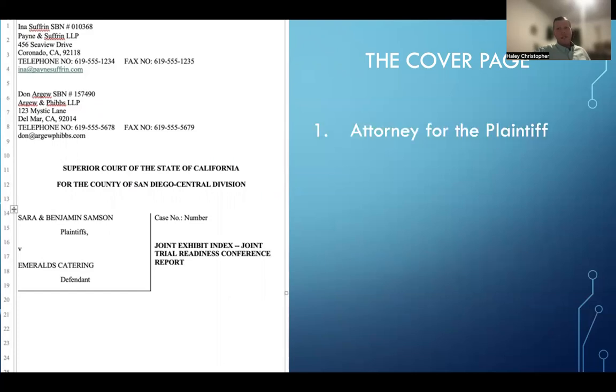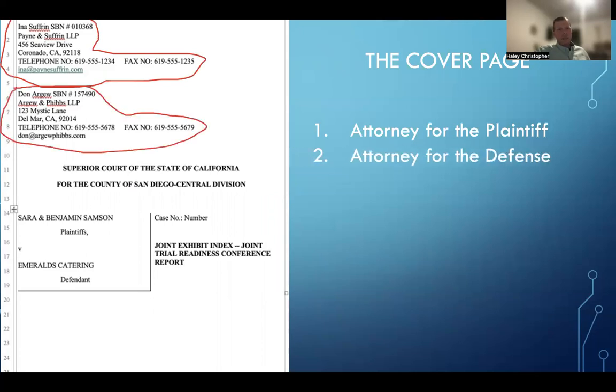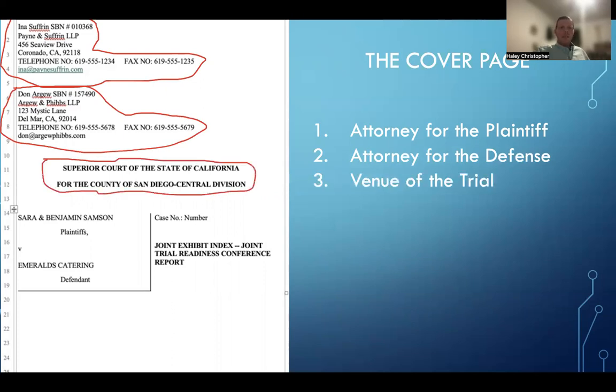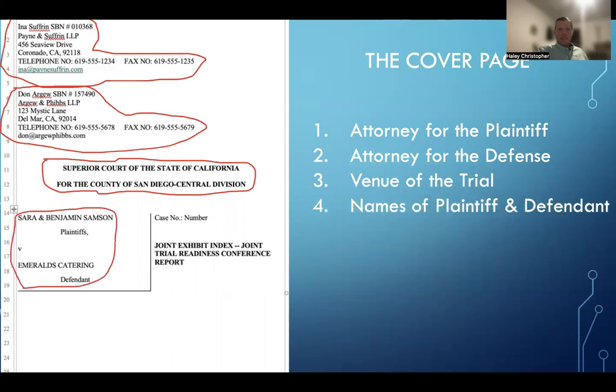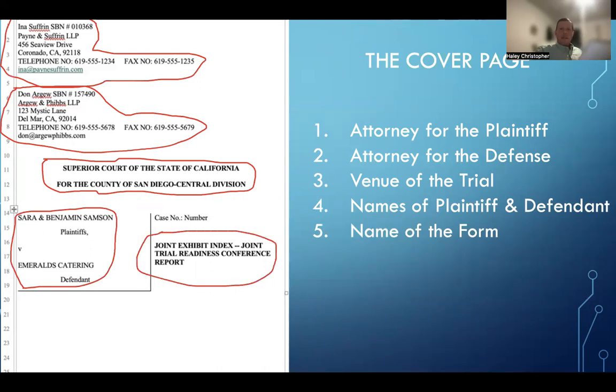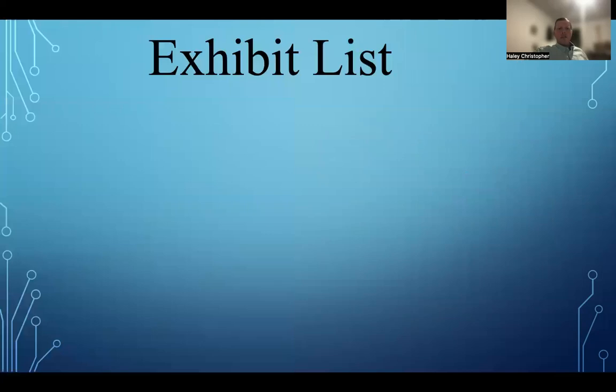So we start with the attorney for the plaintiff and all the information included there. Secondly, the attorney for the defense and all the good information right there. Thirdly, we have the venue of the trial, which in this case is the Superior Court of the State of California for the County of San Diego Central Division. Fourthly, we have the names of the plaintiff and the defendant. And last but not least, we have the name of the form that we are filling out. So coming up next is the more exciting stuff. We're going to go over the exhibit list.